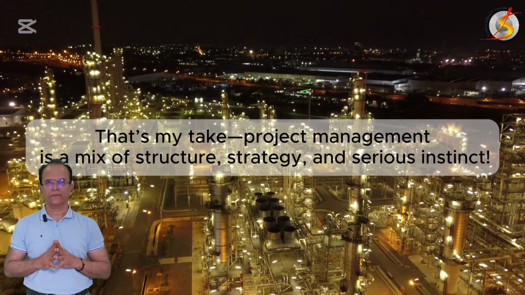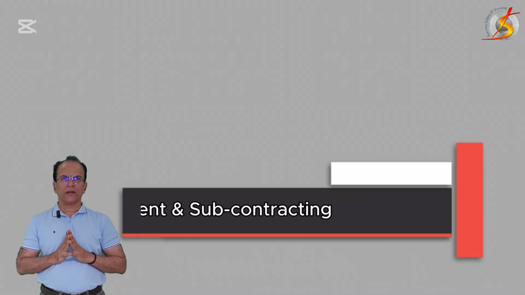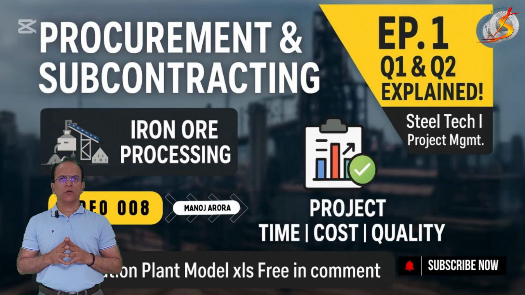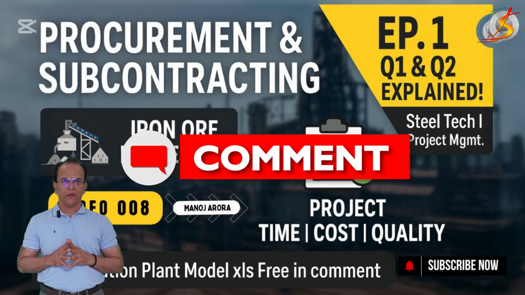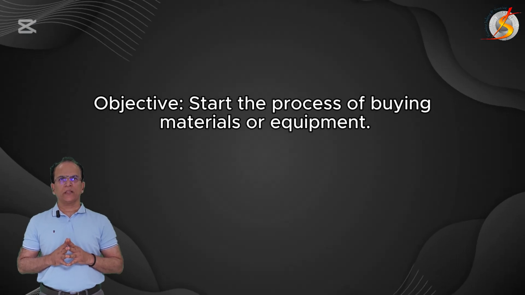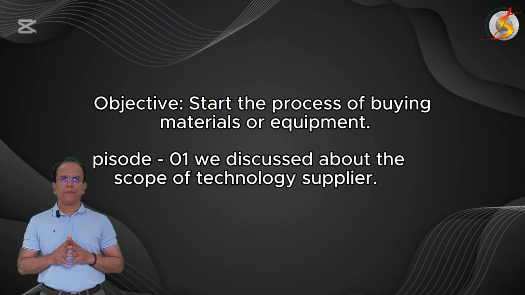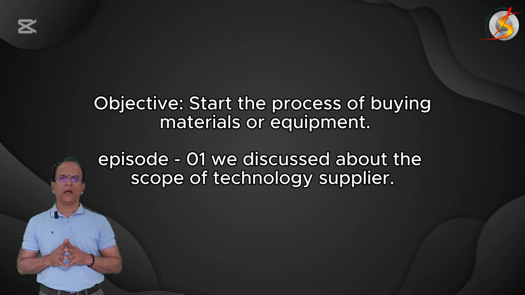Thanks, Computer ji. This is episode number 2 of the Procurement and Subcontracting series, in continuation to the initiation chapter we discussed in our last video, episode number 1. Link you can find in the comment section. The objective is to start the process of buying materials or equipment. In episode 1, we discussed the scope of the technology supplier.